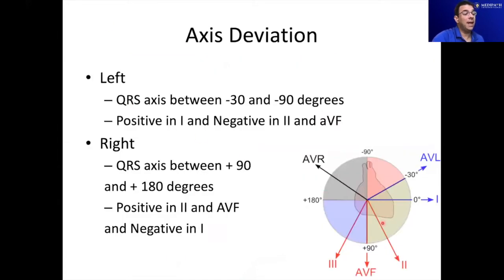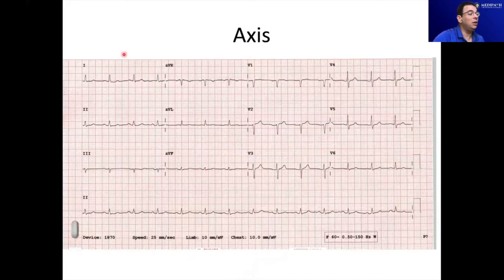When you're looking at that, normal axis is somewhere between 0 to 90, or some people feel it's up to -30 in terms of normal axis. And when we're looking at that, we're looking at two leads: lead 1 and aVF if you're looking at -90 to 90, or leads 1 and 2 if you're looking at 0 to -30.